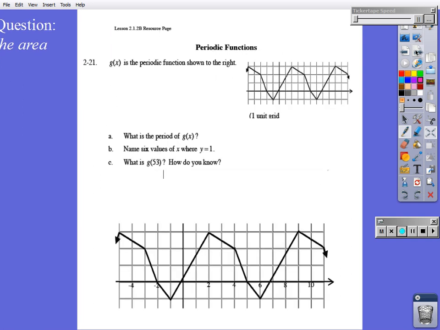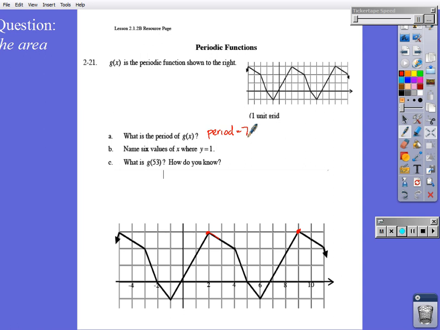All right, next, g of x is the periodic function shown to the right, which is also on your resource page. What's the period of g of x? Again, you're trying to figure out the shortest distance before the graph starts repeating itself. You can use maximum values, minimum values, or any other important points in the graph. Let's say I start at this maximum. How far until the graph reaches that maximum again? That will be right here. So what is the distance between 9 and 2? 7. So our period here is 7. Every 7 units is going to repeat itself.